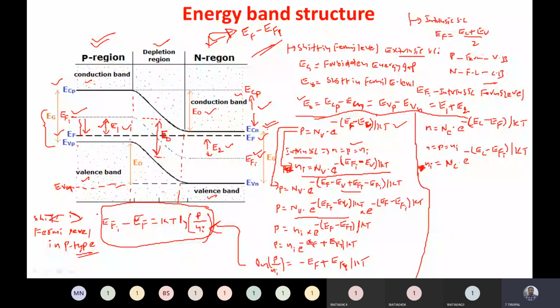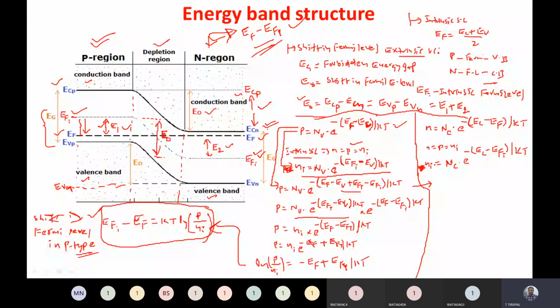Now get me the answer. What is EF minus EFI? It is the shift in Fermi level for n-type semiconductor. The same thing what we have applied here, the same formulas. Can you apply it and tell me the final answer? What we need to do?